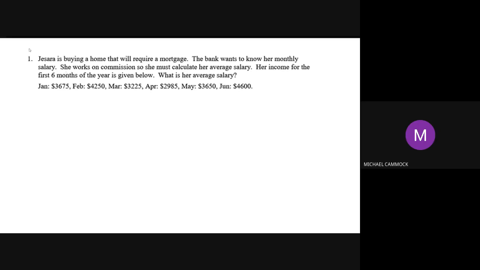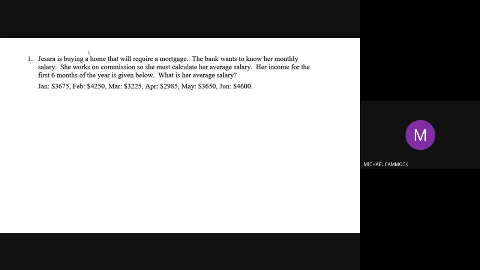So she works on commission. Anybody know what commission is, by the way? If somebody earns on commission, what does that mean? People who are in real estate, agents, they work on commission. People who are in sales, like in some of the stores that you're going to, they're working on commission. Anybody know what that means? It's like a percent. Exactly. So it's a percent of what you sell.